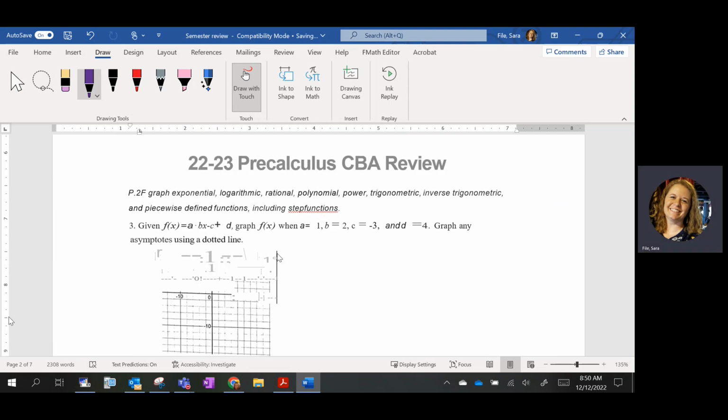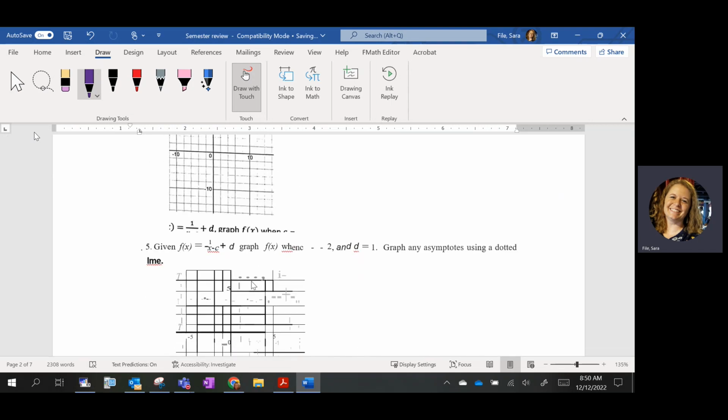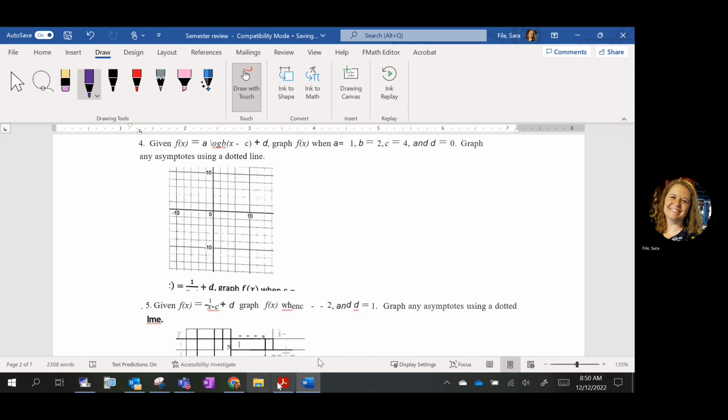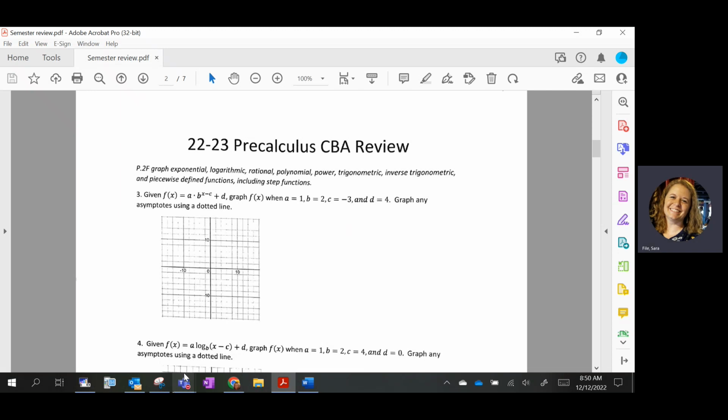All right, so this TEAC is graphing. It says graph exponential, log, rational, polynomial, power, trig, inverse, and piecewise functions. So this one is a graphing TEAC. This is making sure that you can graph. So I think that is supposed to just be this exact same graph. All of those are supposed to be the same graph. Very strange. Let me go ahead and copy that better picture over for that one.